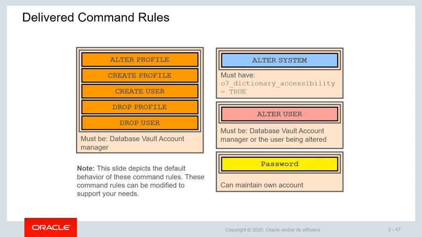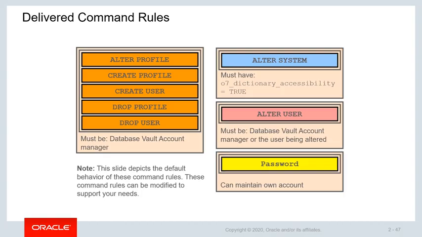You also have the alter system pre-delivered command rule. And this command rule is used to restrict the system parameters that can be changed. By default, this command rule uses the predefined rule set allow system parameters, which checks to see whether the parameter 07 dictionary accessibility is set to true. That rule set, although not recommended, can be customized, or you can create your own rule set.